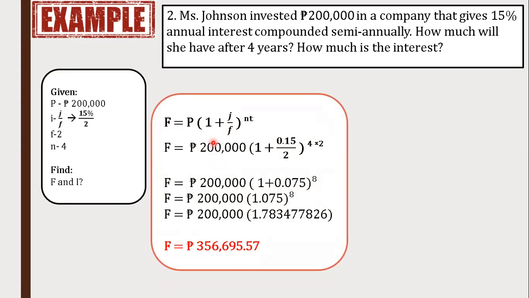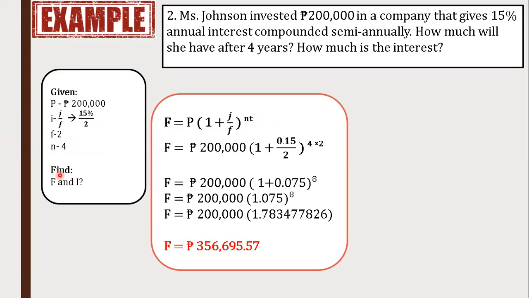We substitute the given in our formula. Therefore, the formula will be changed. As you can see, F here is the same, but we substitute j over f. And for our exponent, as you can see here, we have n times t because it's not annually. If it's annually, we only have raised to the power of n. Since it's semi-annually, it should be n times t. t stands for the frequency, right? So since we're paying, t is equal to f in this given.